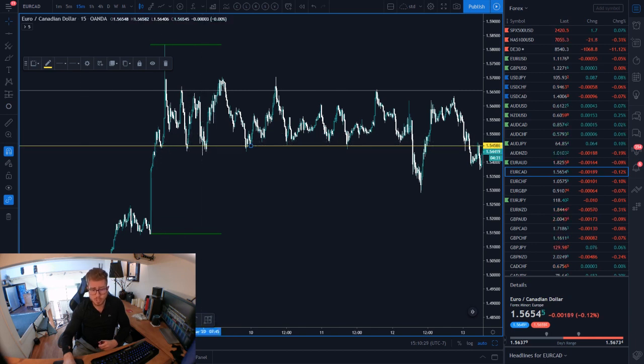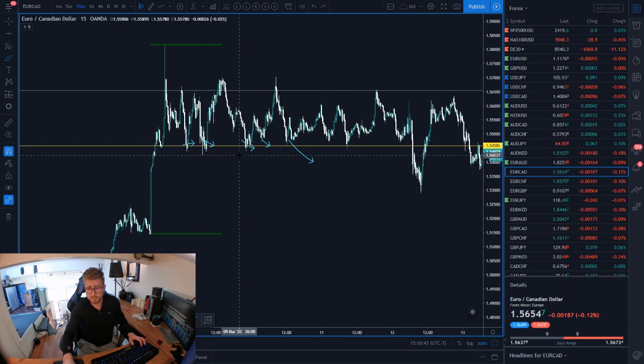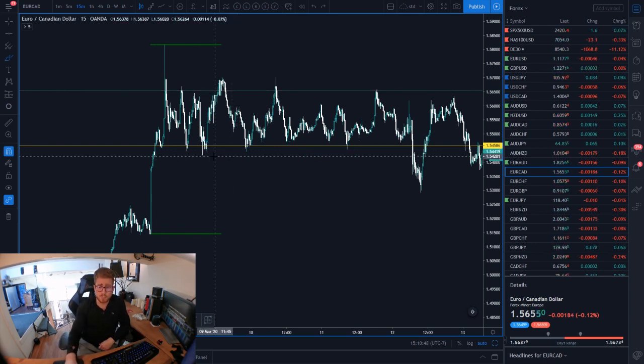So 1, 2, let me just draw this out here for you guys. 1, 2, 3, maybe 4, 5, 6, 7, 8, 9 times. This has been tested so many times. And the thing is here, get rid of all that, that's messy. The thing is that it's not really breaking below this very tight range. So it's a very flat line, and that's what we're looking for here, a very tight range.